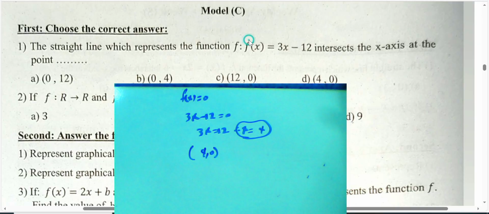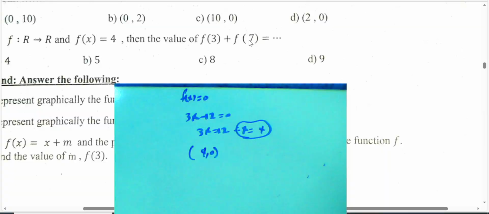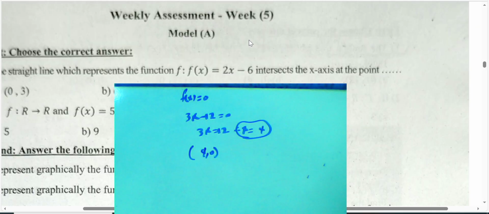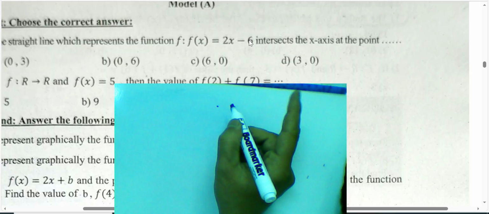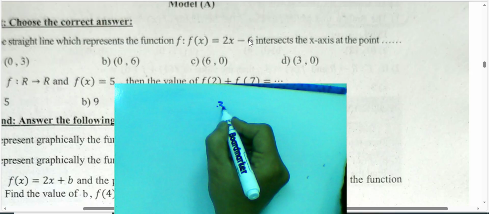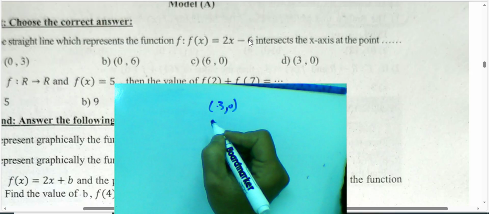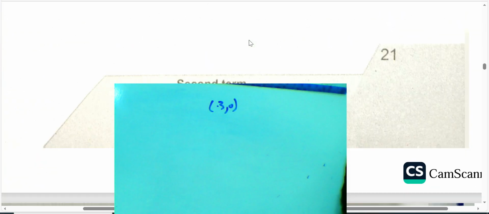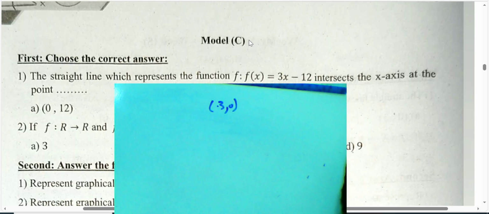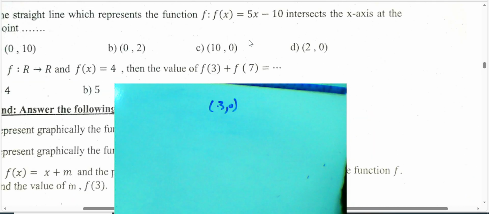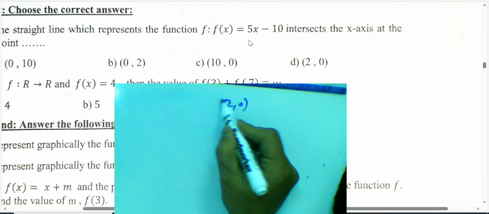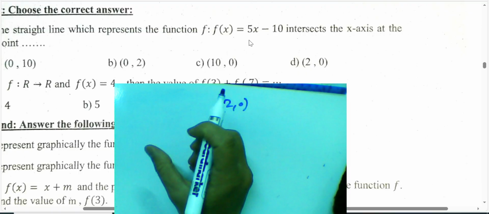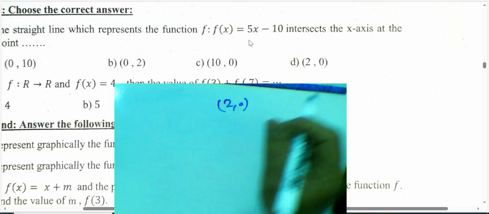Okay, and the last question about letter B, model B. I solved model B also like this. I found x equals 3. The point here will be 3 and 0. Intersection with the x-axis means y will be 0. Then we have 3 and 0. This is model letter A. And model letter B also, the point will be 2 and 0. Choose letter D because f of x equals 0: 5 times 2 minus 10 equals 0.